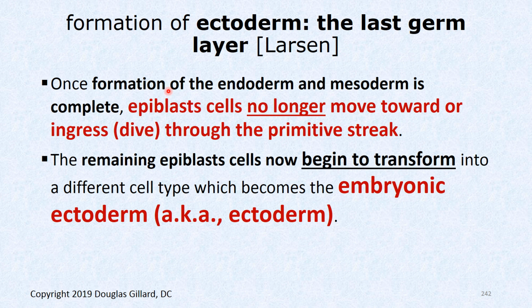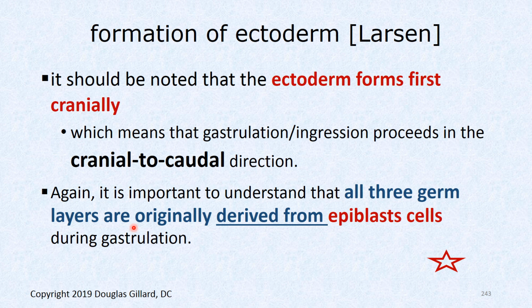Okay, formation of the ectoderm. So we got one more job to do, and this is pretty much the same as I already said. When the epiblast cells stop ingression and everything is still, the remaining epiblast cells, genes get turned on and they transform into embryonic ectoderm. And so that's our last germ layer. So we just made all 3 germ layers.